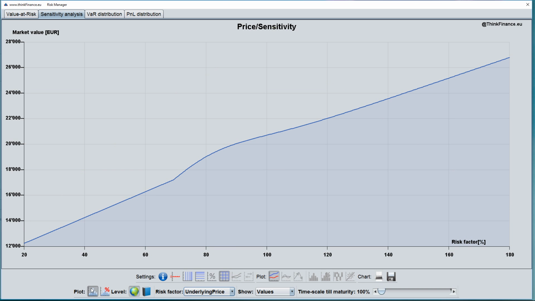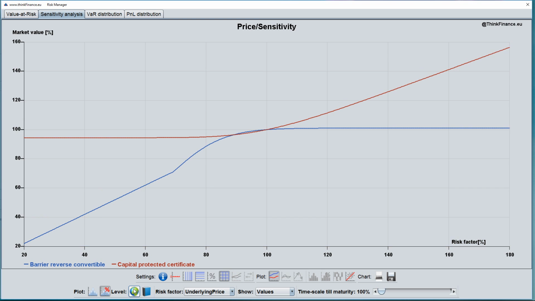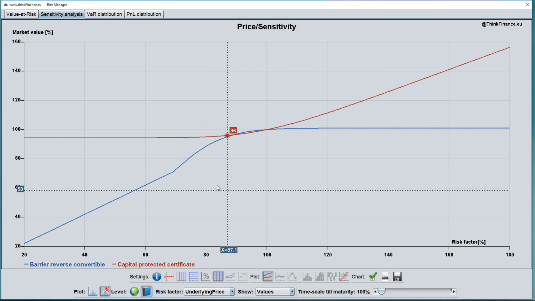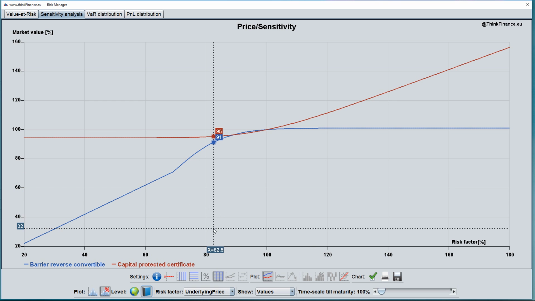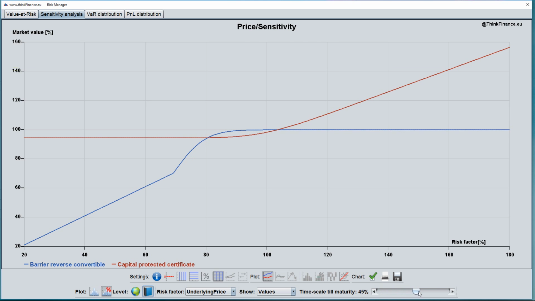Once again, I can change from plot in absolute terms to percentage values, and I can plot the joint payoff or these two products individually, which you see here. And here you see the payoff of the capital protected certificate and the barrier reverse convertible as a function of the underlying price. What is interesting to note is that I can use the so-called time machine function here, which is this slider here, where I can basically move both products forward in time towards maturity to see how the payoff changes over time, or I can move backwards again in time.